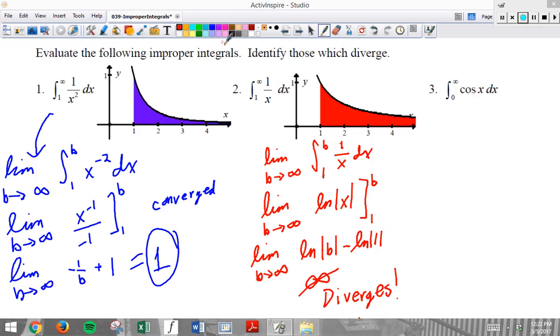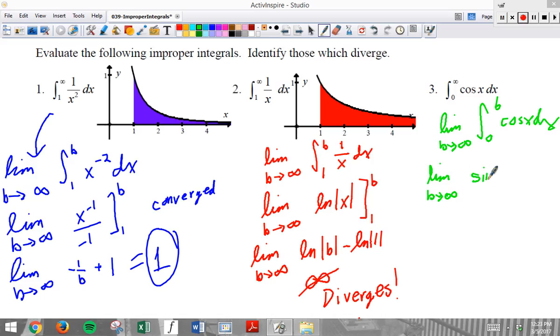Alright, the first one without anything going on. Oh, infinity in the bounds? I better rewrite it. b goes to infinity, 0 to b, cosine x dx. What's the antiderivative of cosine? Have you memorized it yet? You need to have.